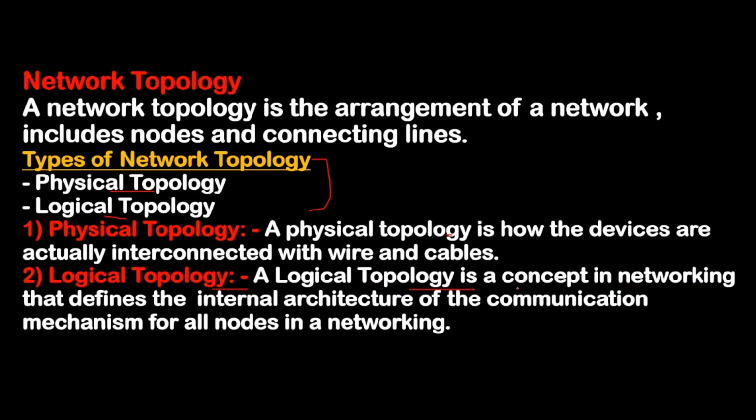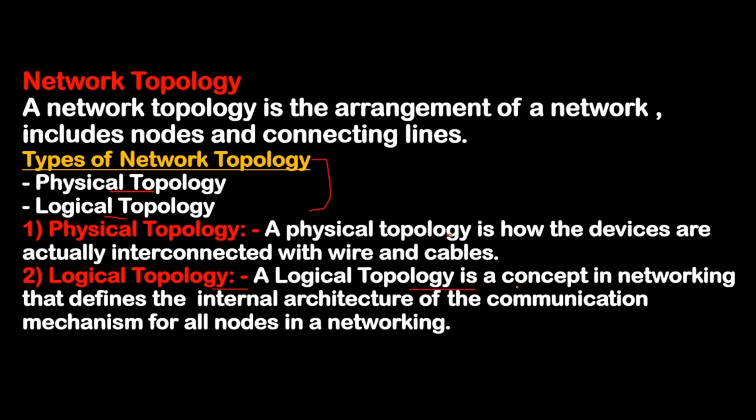Suppose we have a switch. In the switch we have 24 ports. So how the 24 ports are connected with each other internally, that is logical topology. If you have a router, in the router we have some ports. We have the Fast Ethernet port, the serial port, the console port, and the auxiliary port. So how they are actually interconnected internally, right? So this is a logical topology. We can only understand the physical topology.